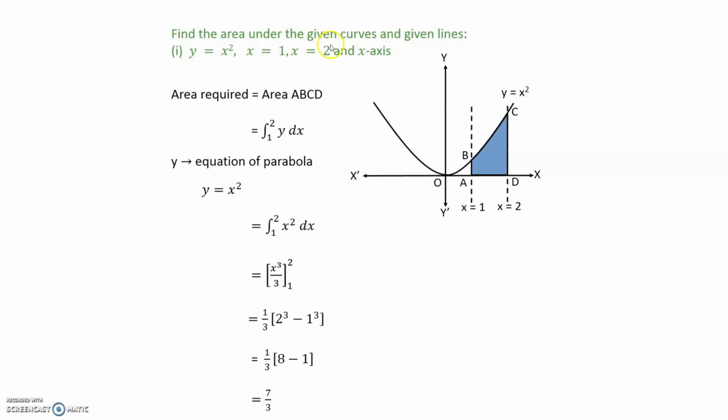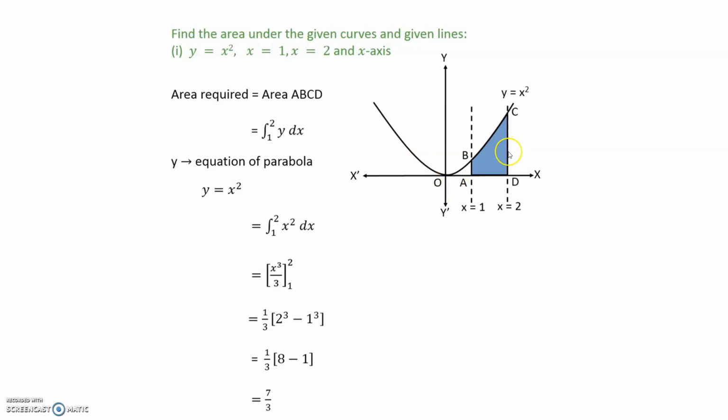Now we have to find the area of the given curves on the line, that is obviously y is equal to x square, and x is equal to 1, and the x-axis. Already the x value is given, that means the lower and upper limits are given.